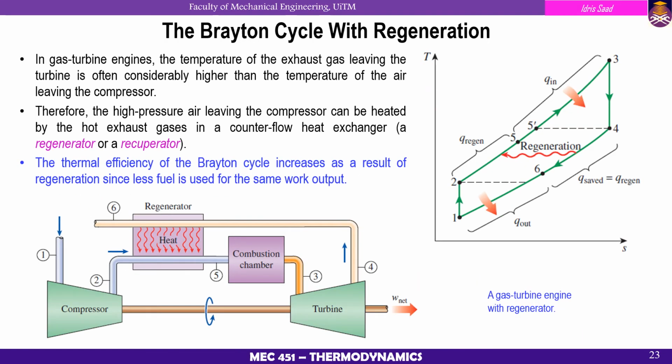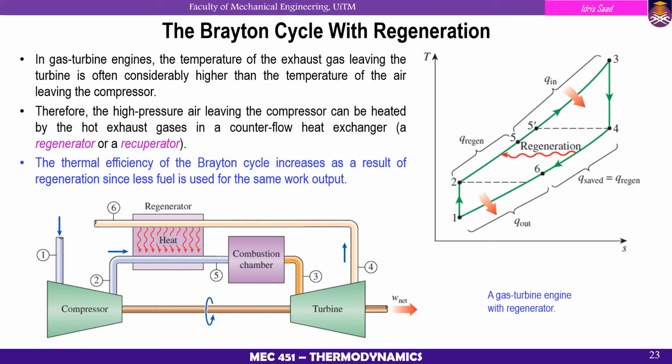This is the first modification that we can make to the gas turbine engine, which is adding the regenerator, or sometimes we call it a recuperator, to the Brayton cycle. In a gas turbine engine, normally the temperature of the exhaust gas leaving the turbine is often considerably higher than the temperature of the air leaving the compressor.